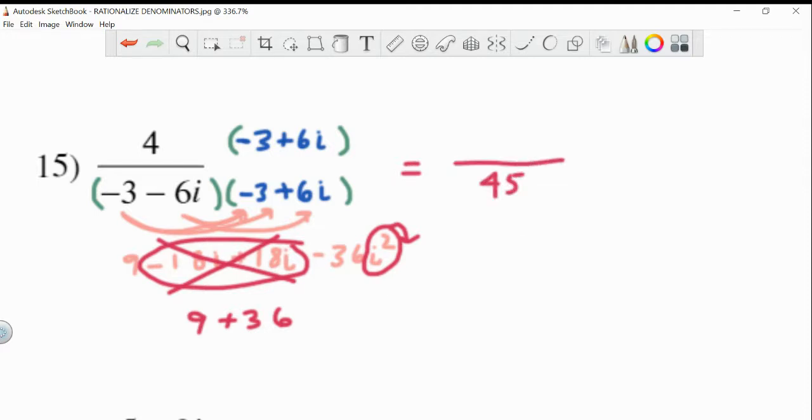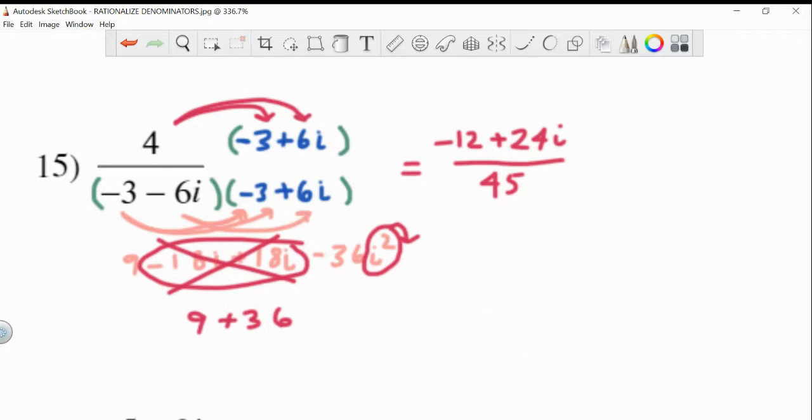Pretty big number here. On top, we're not going to expect anything spectacular. We're just going to do some normal distributing. We're going to get negative 12, and we're going to get 24i. And that looks pretty good right off the bat. We've got our stuff in the right order. We don't have any i squareds that we need to sort out. We don't have any negatives on the bottom. So we're liking this for the most part.